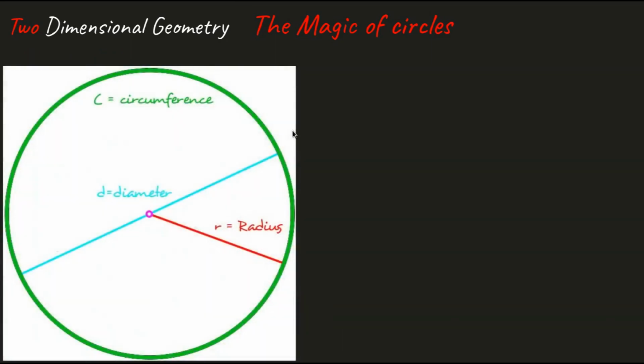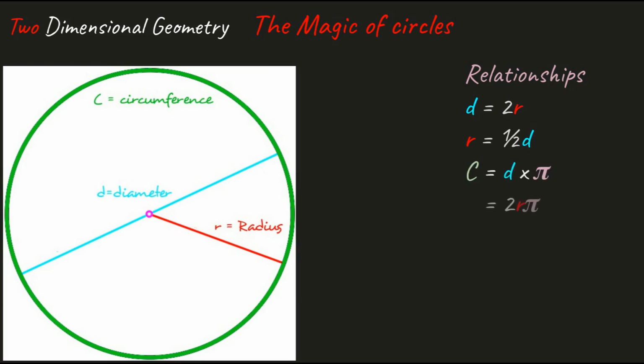Now, let's summarize, because this is what we know about the relationships of diameter, radius and circumference of circles. Diameter is 2 radiuses. That means a radius must be half of a diameter. Circumference is diameter times pi, or 2 radiuses times pi, because diameter is 2 radiuses. And circumference is 2 pi radius. Say that to yourself a couple of times, because you'll never forget that.